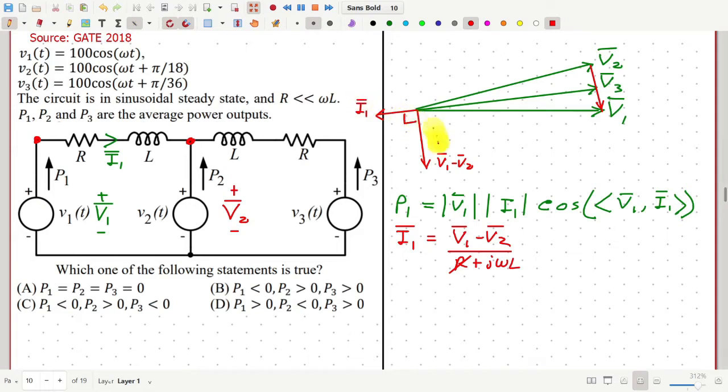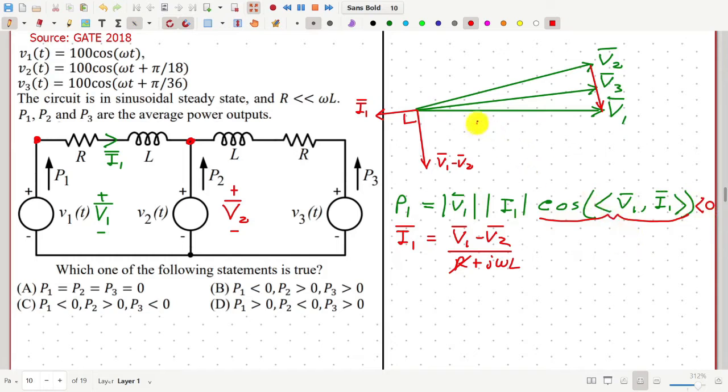This angle is 90°. Now we see that I1 bar is almost in the direction opposite to that of V1 bar. So this term, cosine of the angle between V1 and I1 bar, will be negative because the angle between V1 and I1 is close to 180°. So therefore P1 will be negative. So we have P1 less than 0.